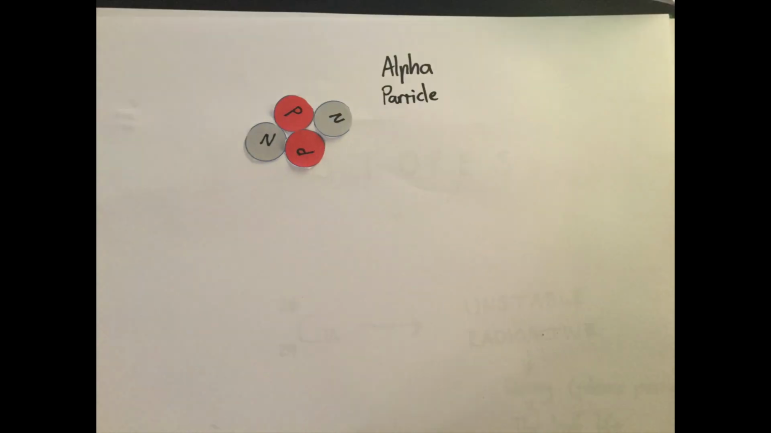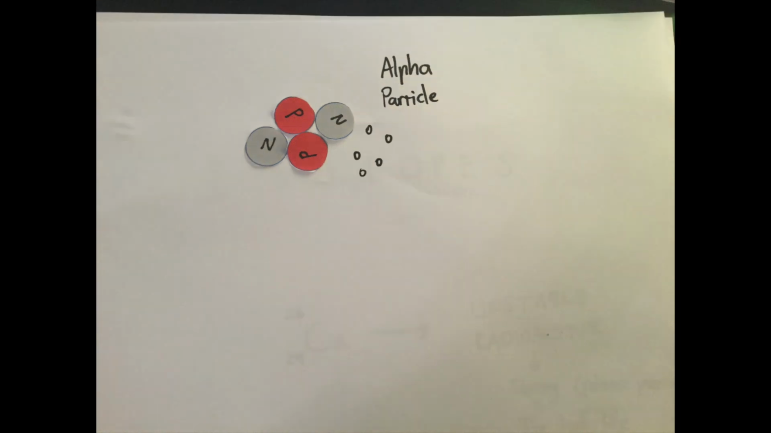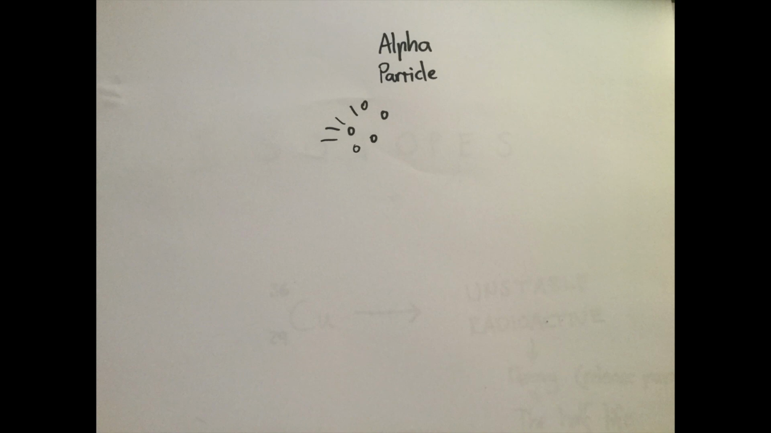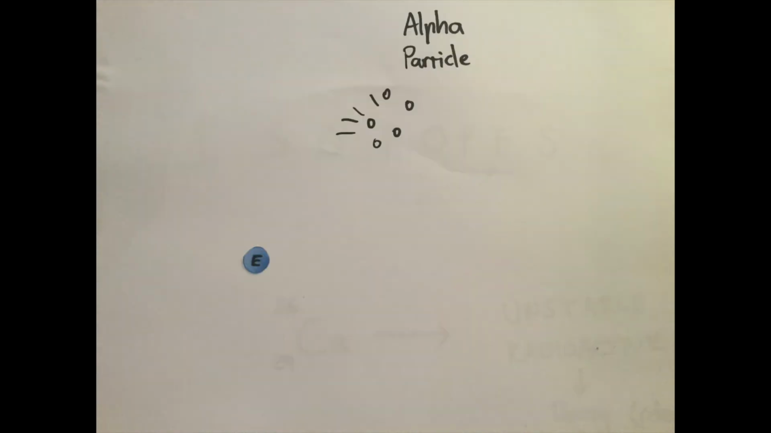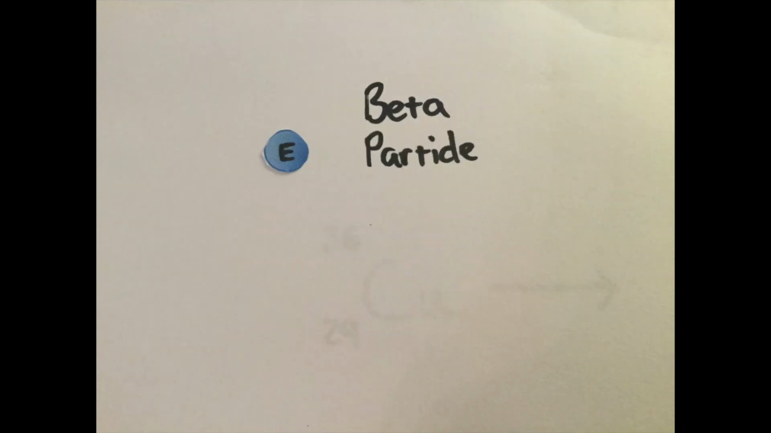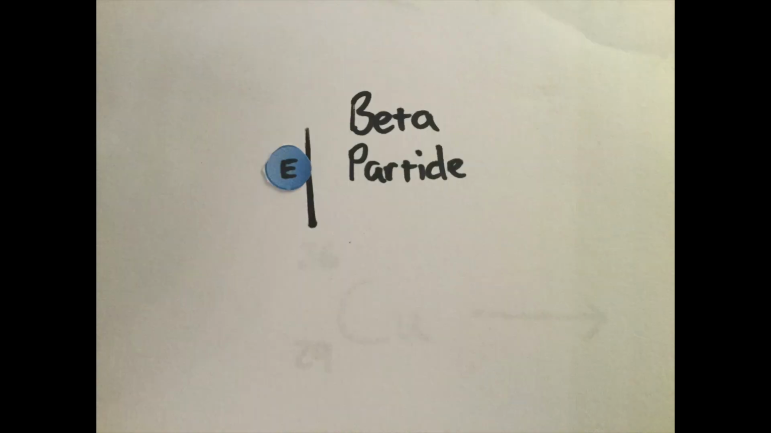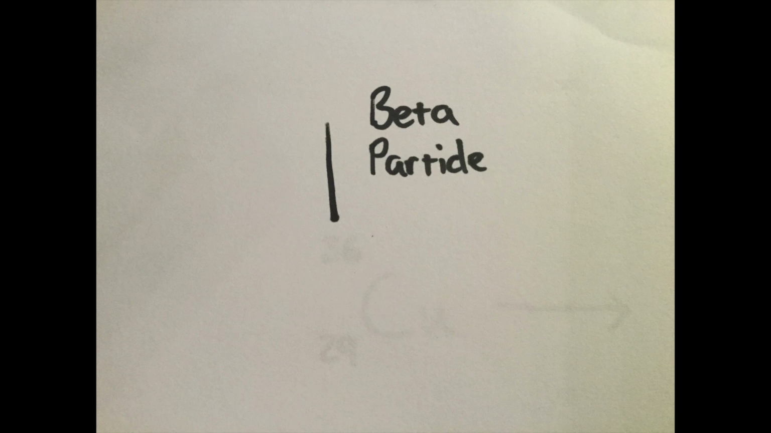One form of radiation is the expulsion of an alpha particle, which is a clump of 2 protons and 2 neutrons. Due to its relative size, it can easily be stopped by a few centimeters of air. Another form of radiation is the expulsion of a beta particle, which is just a single electron. This can be stopped by a piece of paper.